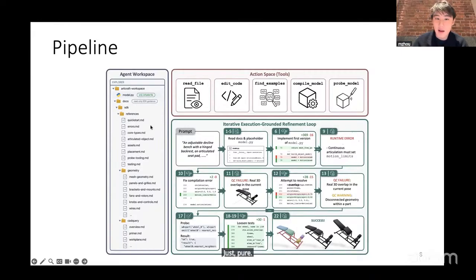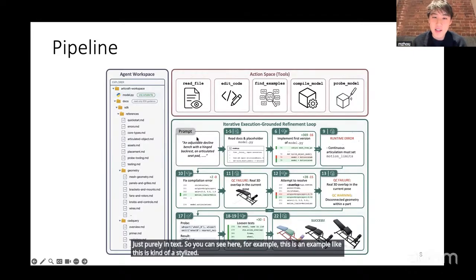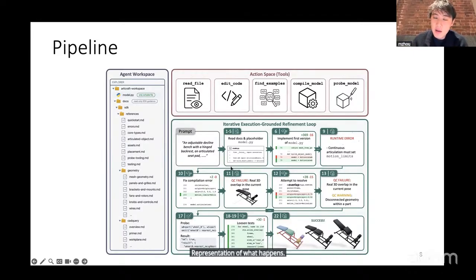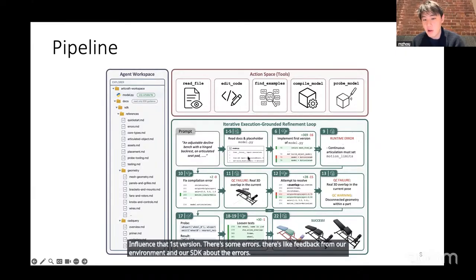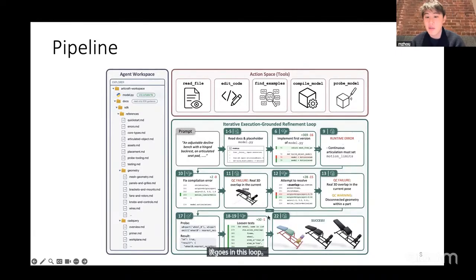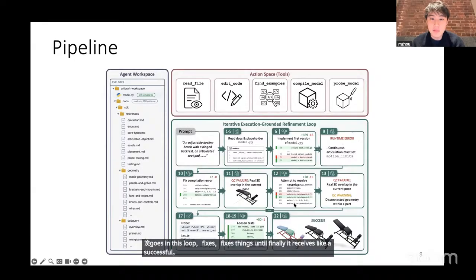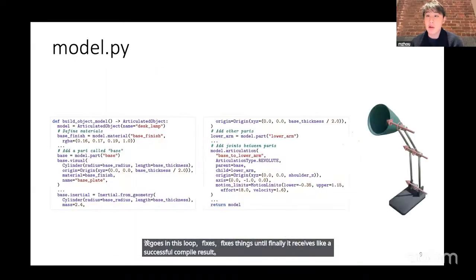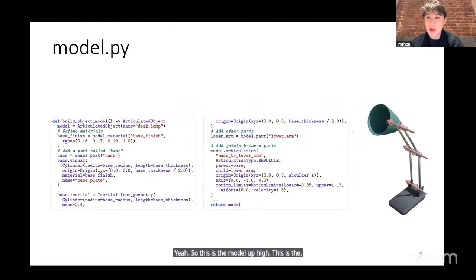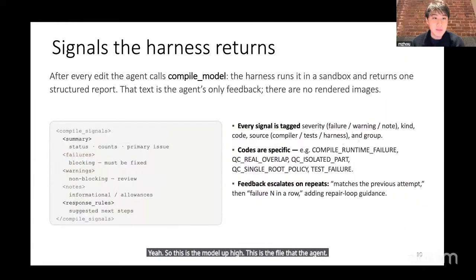So you can see here, for example, this is a stylized representation of what happens. As a prompt, the agent does some research, implements a first version, there's some errors, there's feedback from our environment and our SDK about the errors. It goes in this loop, fixes things until finally it receives a successful compile result. Yeah, so this is the model.py. This is the file that the agent modifies.